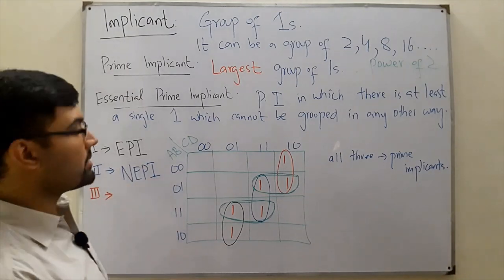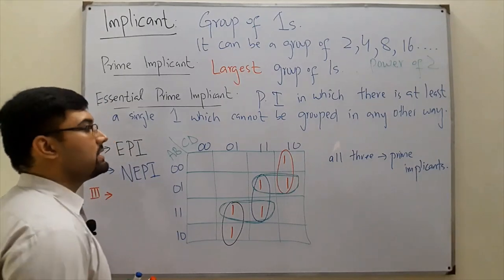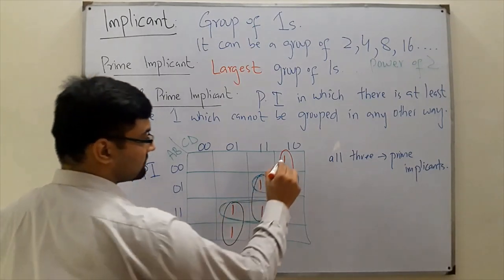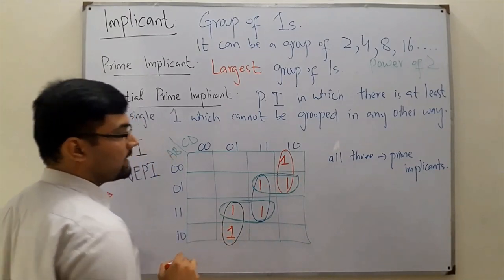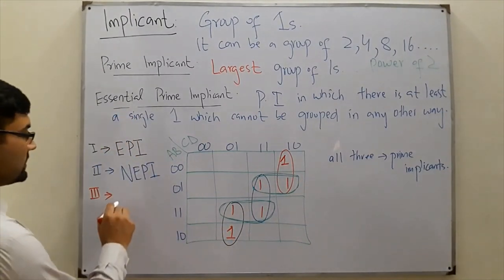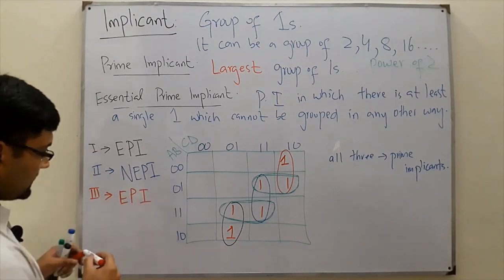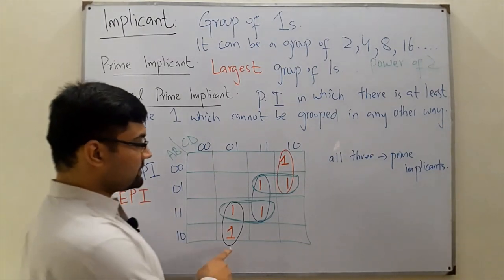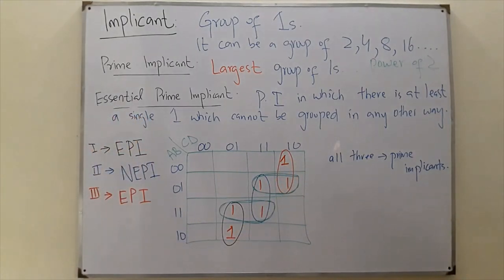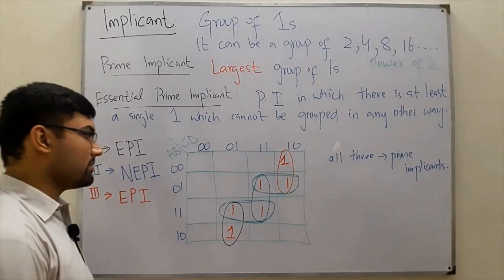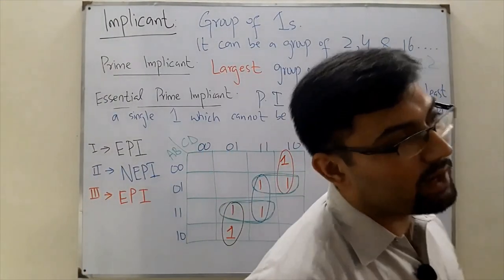Similarly, group number three has a one, this one, which cannot be grouped to any other one. So this is also an essential prime implicant. So these are essential prime implicants due to these two ones. I hope this is clear: the implicant, prime implicant, and essential prime implicant. These all three are prime implicants because they are the largest groups of ones in it.